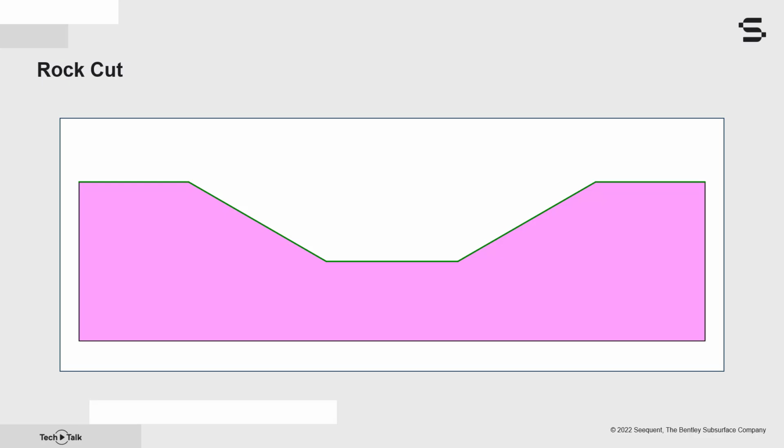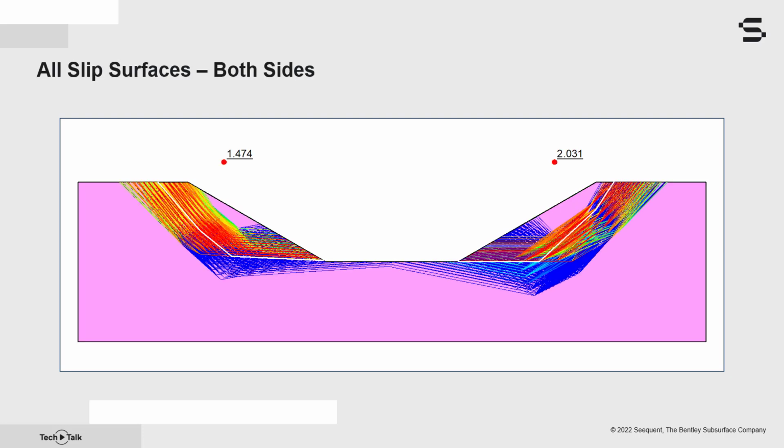To summarize our example, the rock cut domain consists of symmetrical slopes where a compound strength material model is used to represent joint sets measured in the field by the project geologist. The slope stability analysis results show a factor of safety of 1.47 on the left side and a factor of safety of 2.03 on the right side. How can we obtain different factors of safety for each side? Of course, the answer lies in our definition of the compound strength material model.